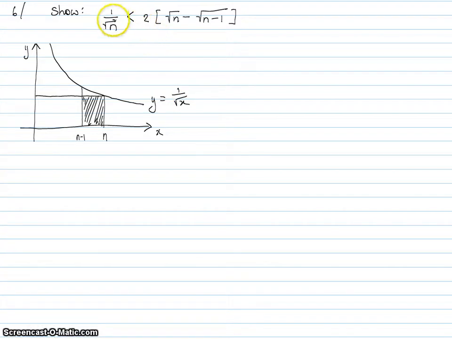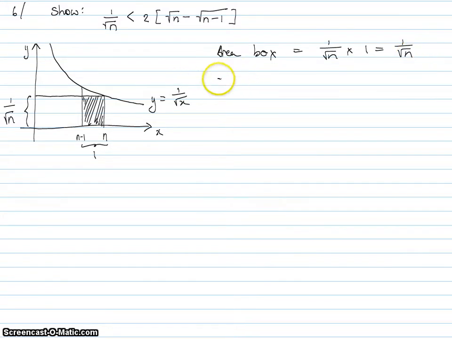If we look at this box in here, what's the area of this box? Well, the base here is of width 1. What's the height? We look at the point on the y-axis above n, so this is 1 over square root n. So the area of this box is equal to 1 over square root of n times 1, or just 1 over square root of n.